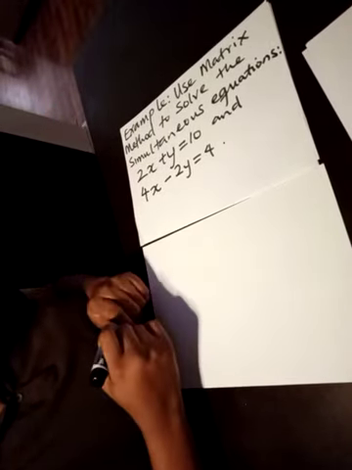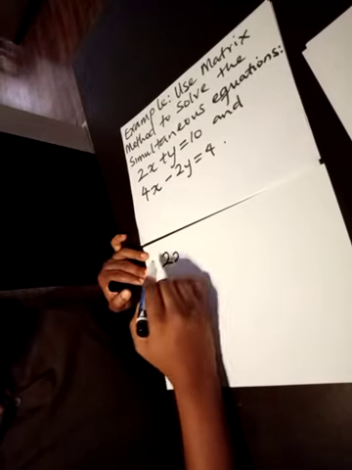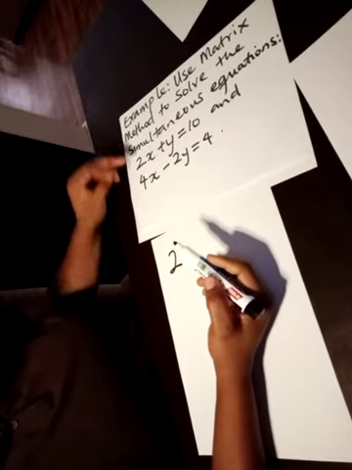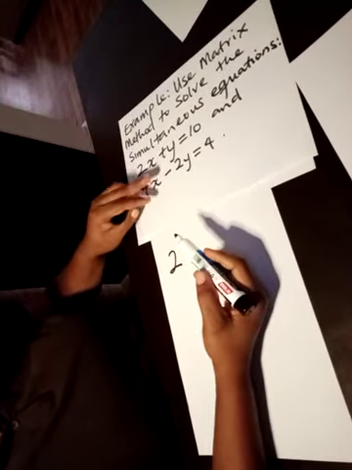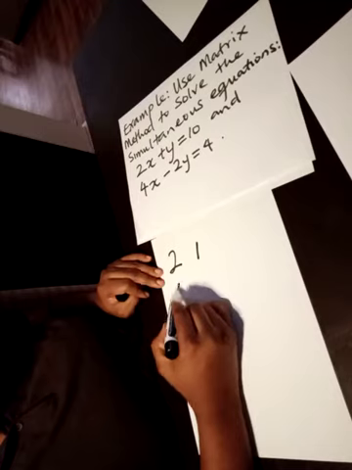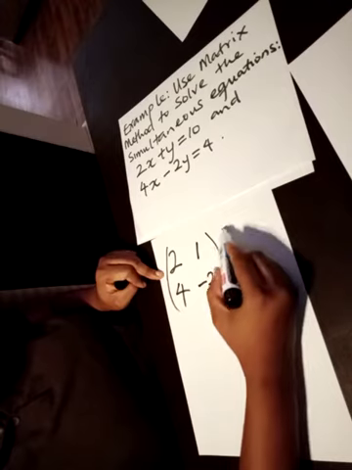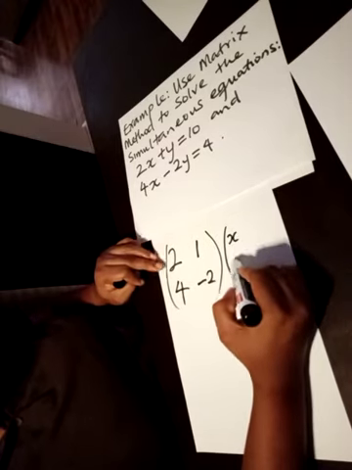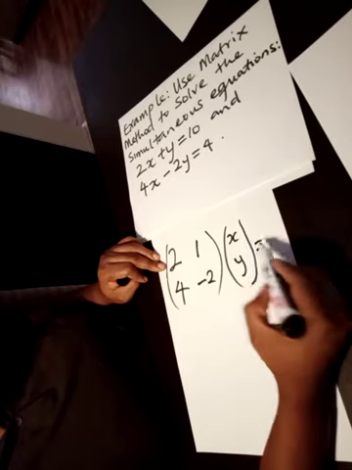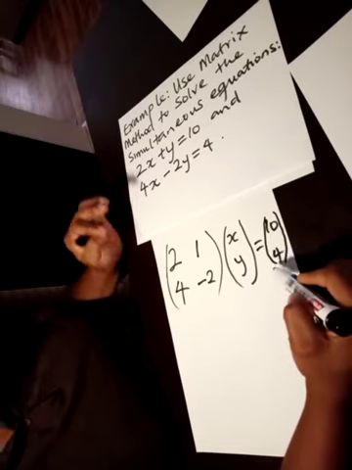So you write the equation in matrix form. Let's write it in matrix form. I'm not going to put x again. The coefficient of x is 2. The coefficient of y here is 1. The coefficient of x here is 4. The coefficient of y here is minus 2. And I'm looking for the unknown x and y, equals 10 and 4. So this is how to write in matrix form.